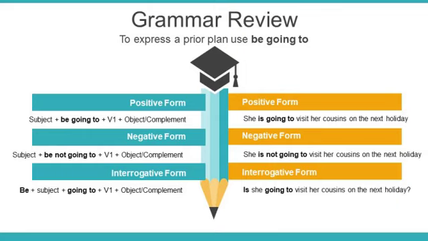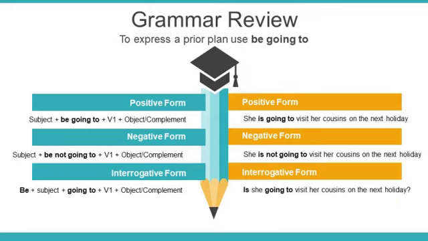In the negative form, the formula is subject plus be not going to plus verb 1 or present verb plus object or complement. The sentence will be, she is not going to visit her cousins on the next holiday.